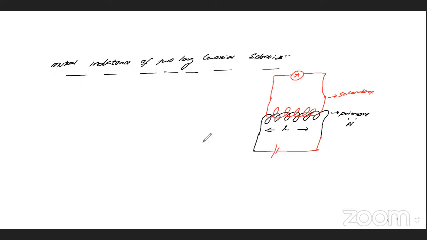Now let's see the relations. When we discuss the primary coil, I allow current to flow through it. What will happen is that flux is induced and linked to the secondary coil. Because of the flux linked to the secondary coil, an EMF will be induced. Because of the induced EMF, current flows through the circuit in the secondary, and the galvanometer will deflect.